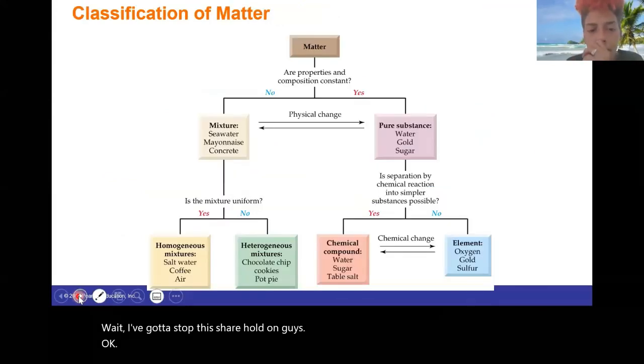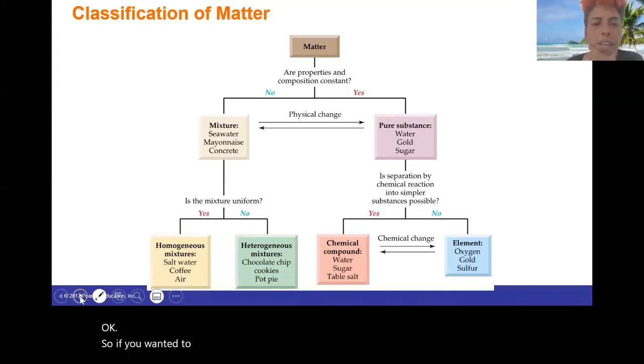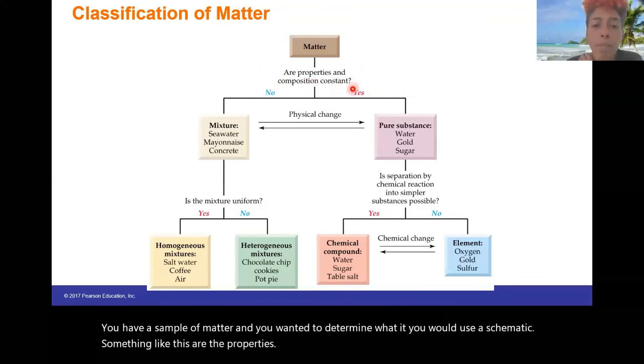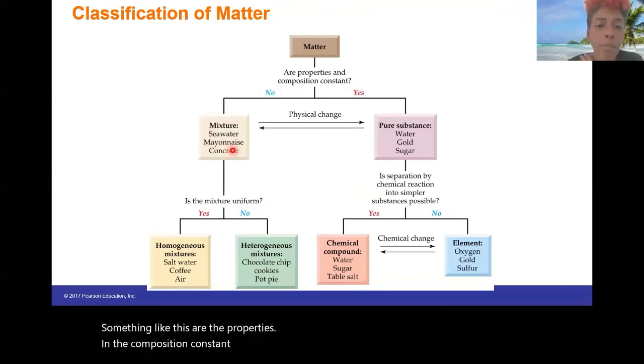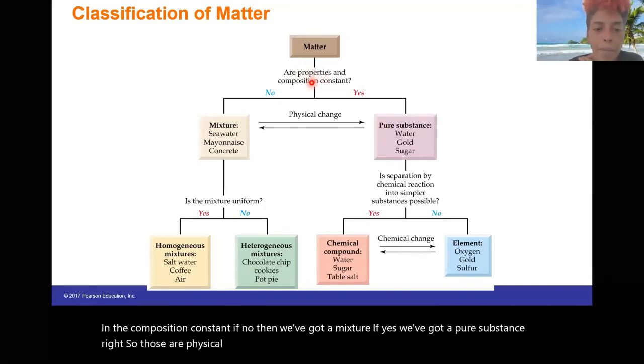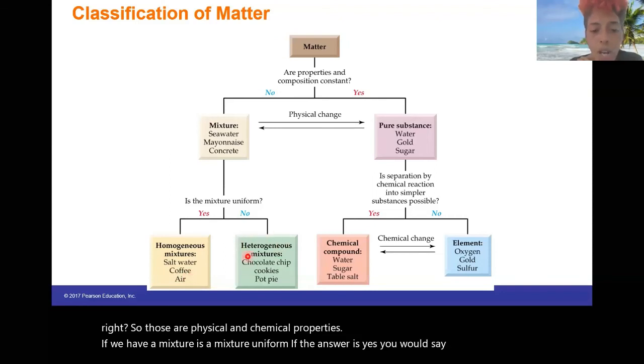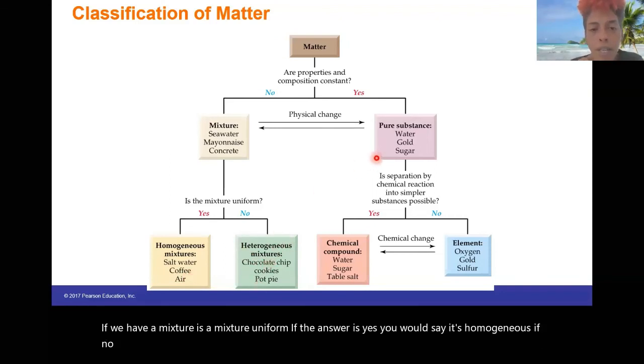So if you have a sample of matter and you wanted to determine what it was, you would use a schematic something like this. Are the properties and the composition constant? If no, then we've got a mixture. If yes, we've got a pure substance, right? So those are physical and chemical properties. If we have a mixture, is the mixture uniform? If the answer is yes, you would say it's homogeneous. If no, it's heterogeneous, okay?